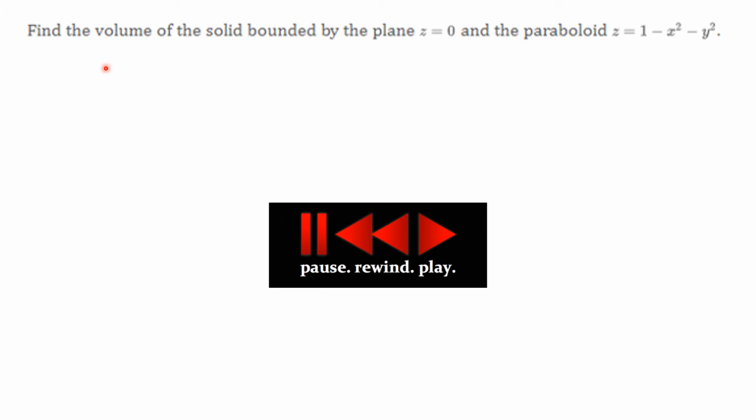Here's another problem. Find the volume of the solid bounded by the plane z equals 0 and the paraboloid z equals 1 minus x squared minus y squared. You know what to do. Let's see how you did.